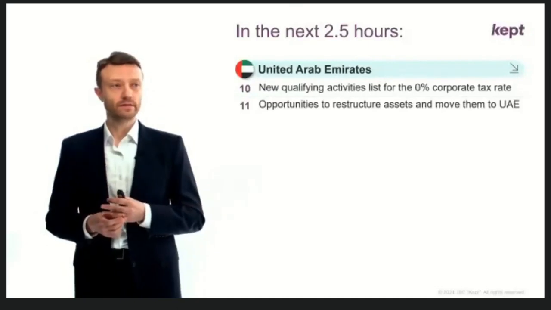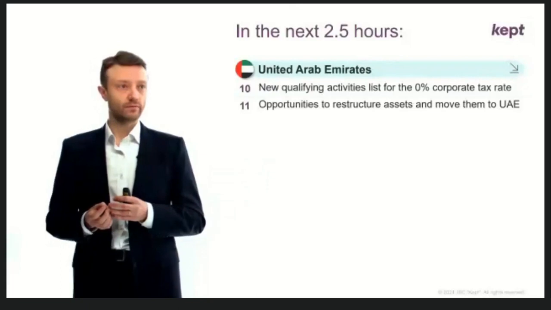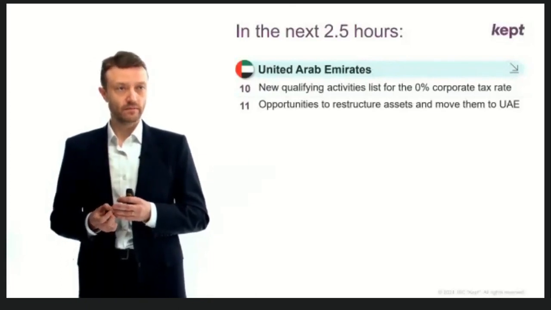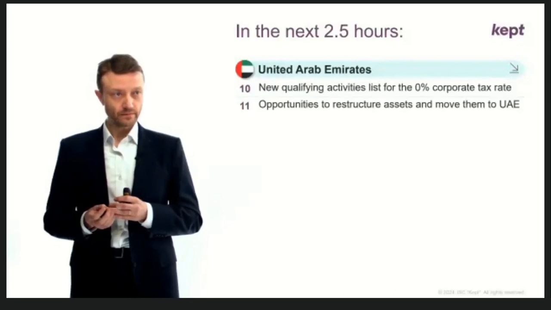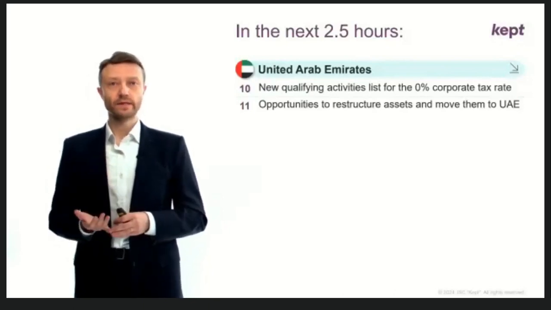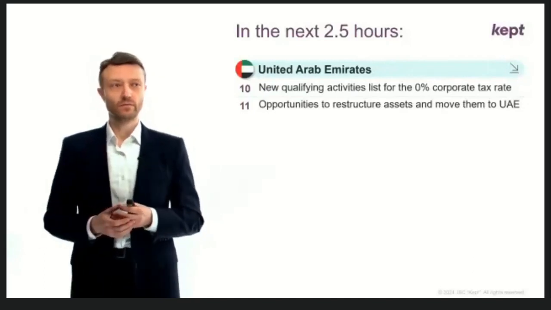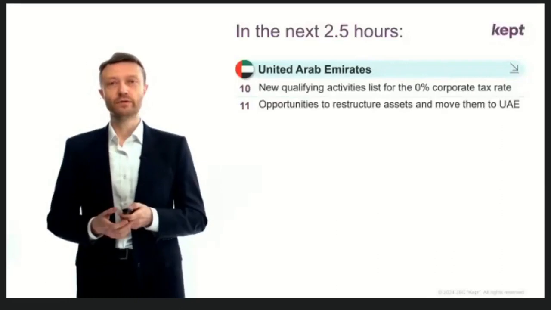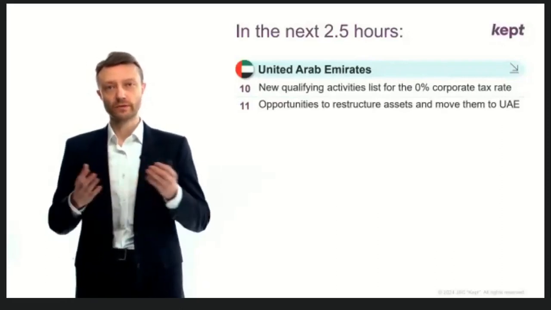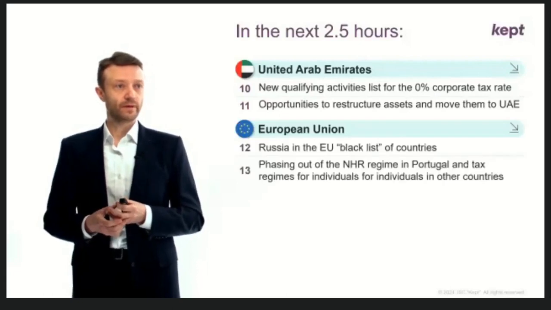talk about the new lists of qualifying activities and qualifying income, which emerged a couple of months ago, maybe 3 months ago, in October and November last year. And we'll discuss opportunities to restructure assets and move assets from other countries to the United Arab Emirates, and we see more and more interest in, for example, redomiciling companies to the UAE, and we'll talk about this.